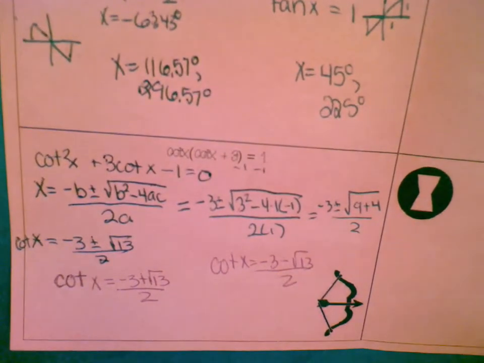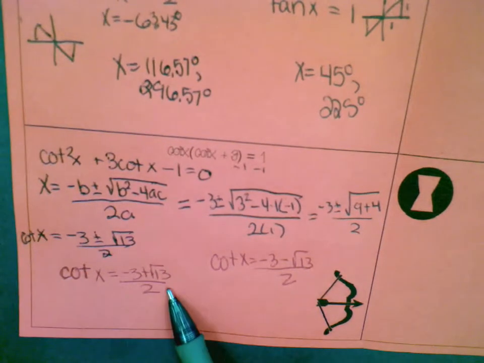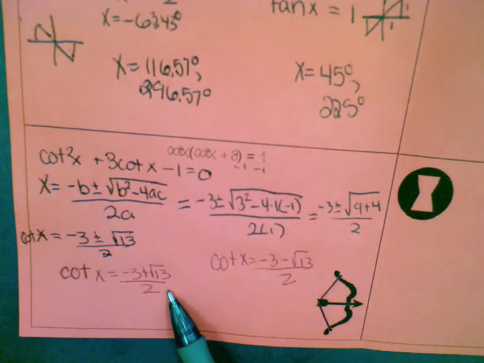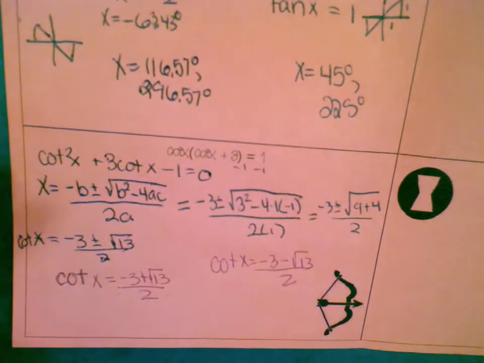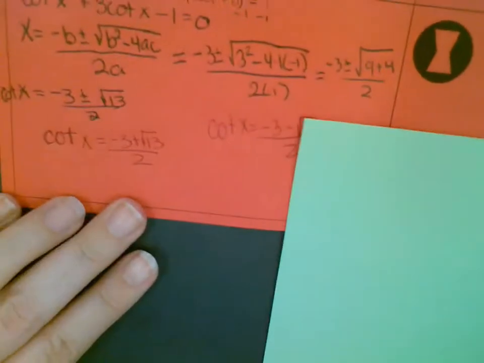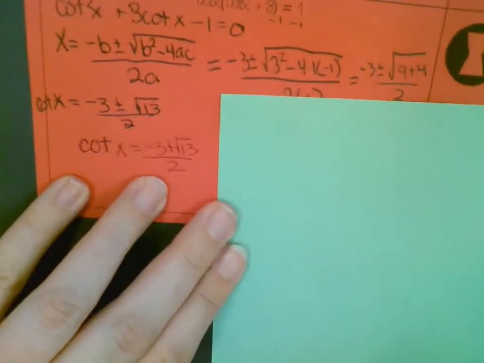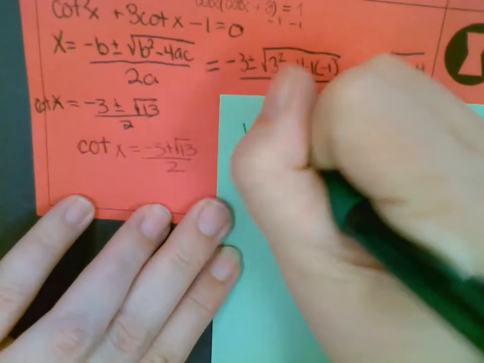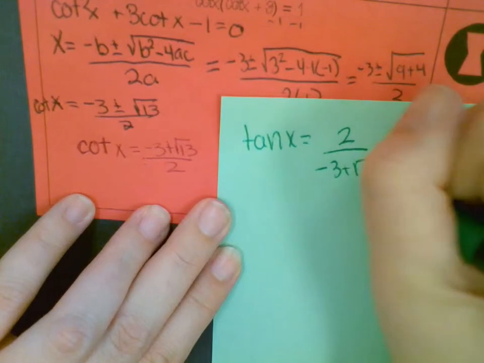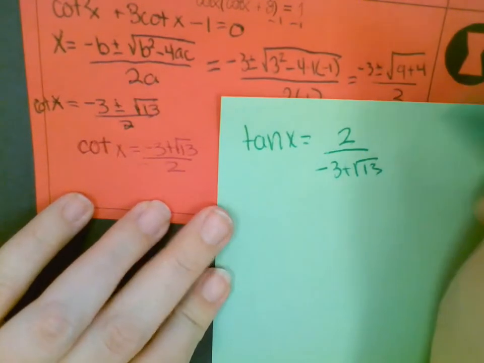Okay, so now we have cotangent, which makes it a little bit more difficult, but remember we can flip it to make it tangent, and that'll make it a little bit easier to type into your calculator. I'm running out of room, so I'm just going to do it on a separate sheet of paper. So let's look at this first half. This would really be the tangent of x equals 2 over negative 3 plus the square root of 13. So then we would do the inverse to get x.